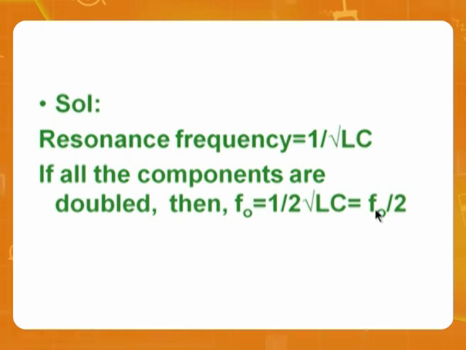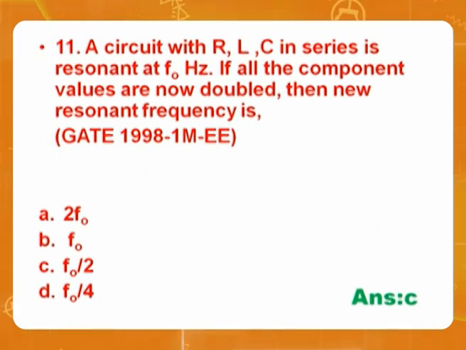So, F0 by 2, what does it mean? The option is C, because look here, he is asking in terms of F0 only. He is not giving the values. So, F0 by 2. Normally, people expect that 2 into 2 becomes 4, F0 by 4, but they forget the root. That's why F0 by 2 is the answer.